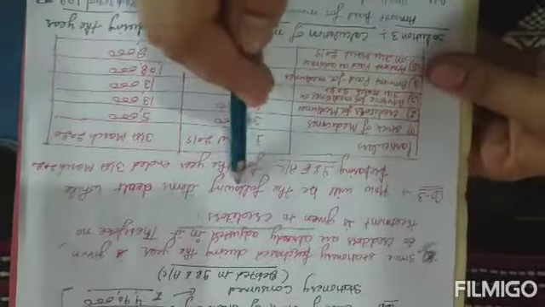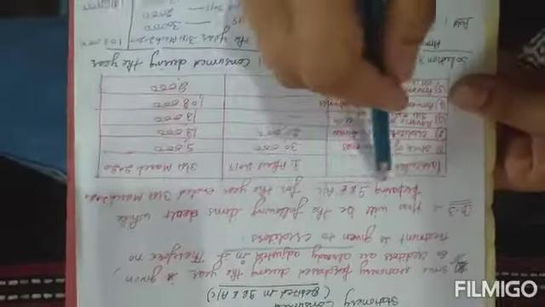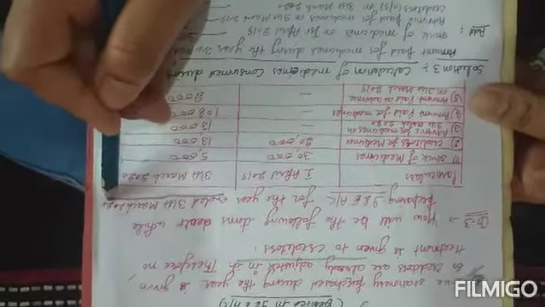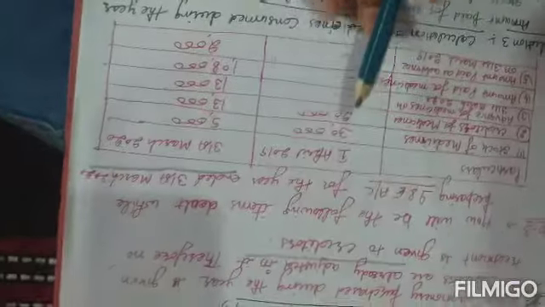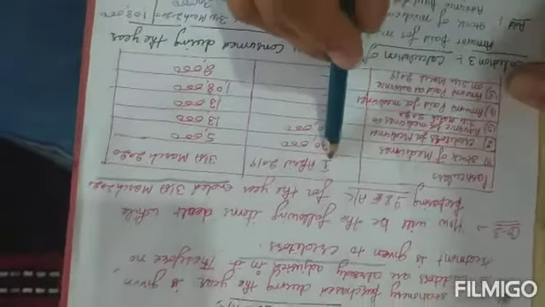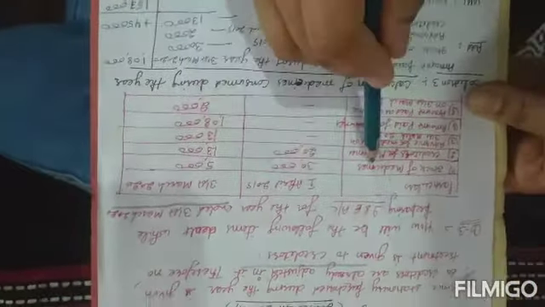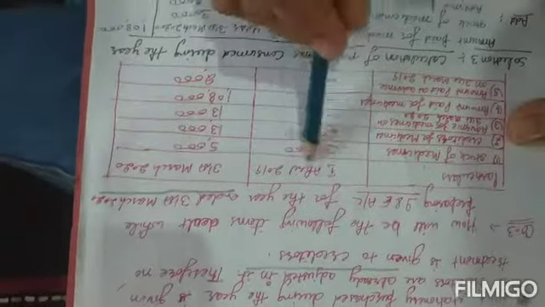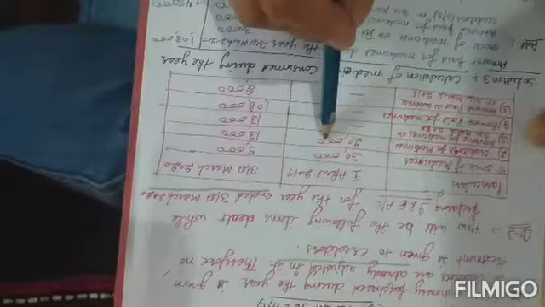Now question number 3. How will the following items be dealt with while preparing the income and expenditure account for the year ended 31st March 2020? Some information is given. Particulars. 1st April 2019: stock of medicines 30,000, creditors for medicines 20,000. Means these are the opening stocks and opening balances.